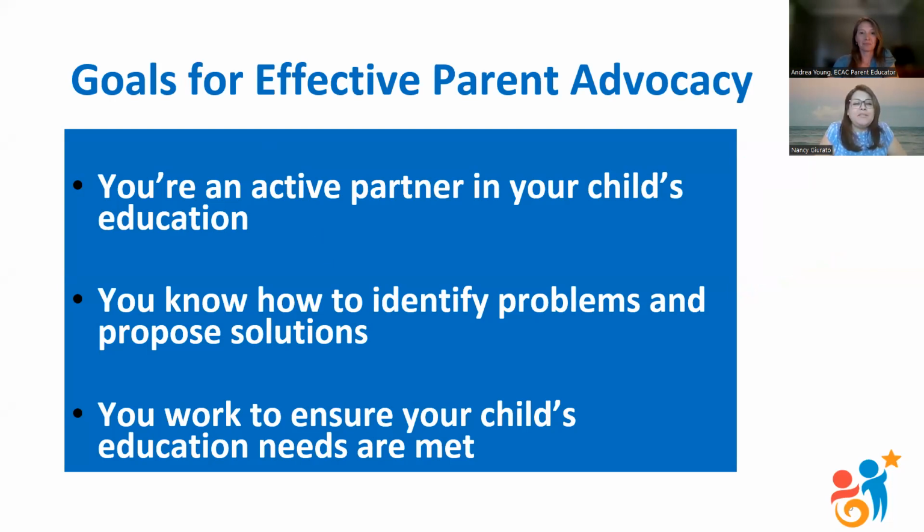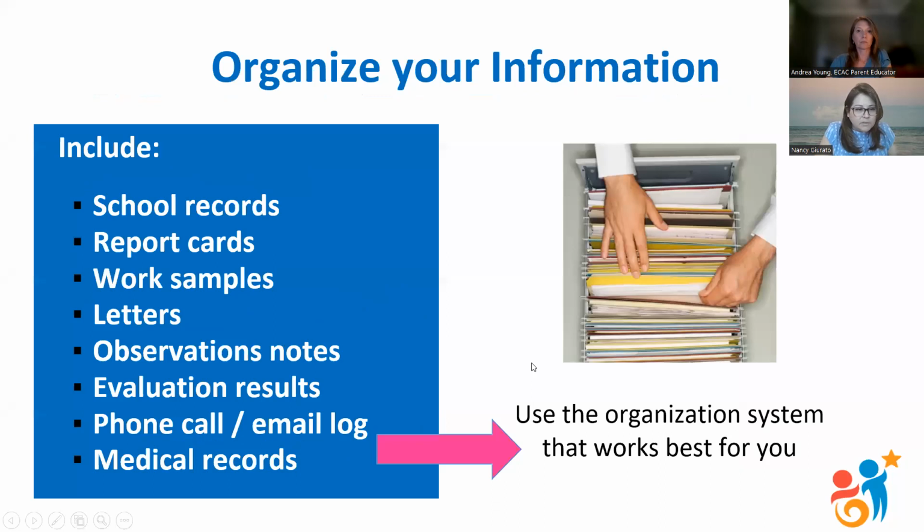All right, so let's talk about why we need to be effective advocates. Because we are active partners in our child's education, because we want to identify problems and propose solutions. That's how we know that we are effective. And the other way that we can know we are being effective advocates is when we work to ensure our child's education needs are met. I know that you all agree with me, as I saw the responses. We are super moms or superheroes, there for our child all the way. Let's go to the next slide. I'm having a little trouble moving. Okay, all right, so let's continue.